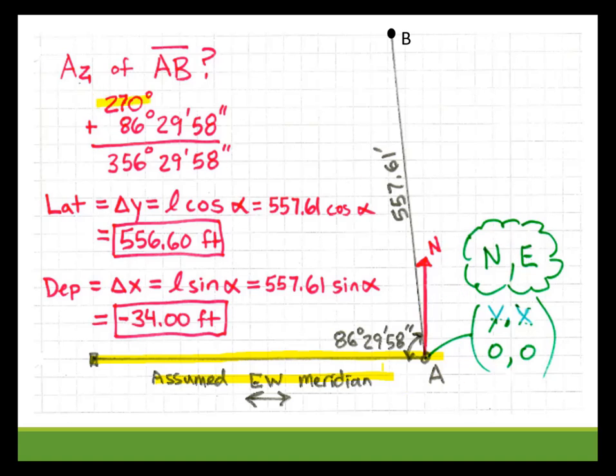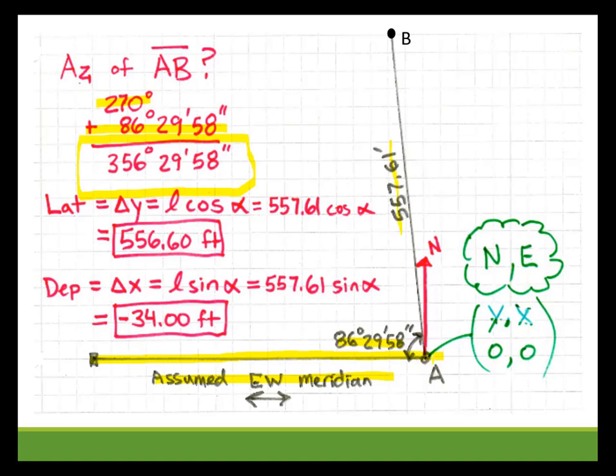So if I add 270 to get us in the right quadrant, and then add the angle that was observed, 86 degrees, that gives me the azimuth of the line being 356 degrees 29 minutes 58 seconds. Then we compute the latitude that's involved, the change in y, delta y.